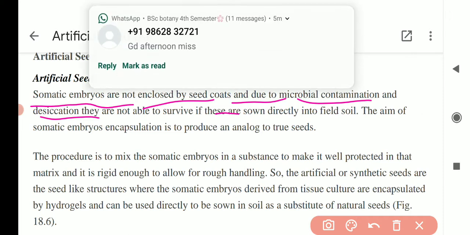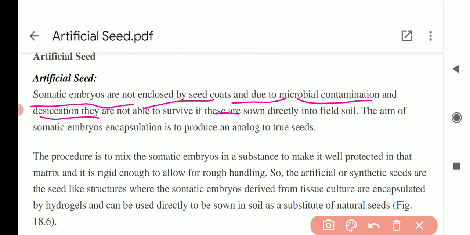So why do we want to create an artificial seed? We want these somatic embryos, these parts of leaf or stem or whatever, to be covered, or encapsulated in a protective capsule, so that we protect them from the bad effects of nature, like drying, damage or infection by bacteria.